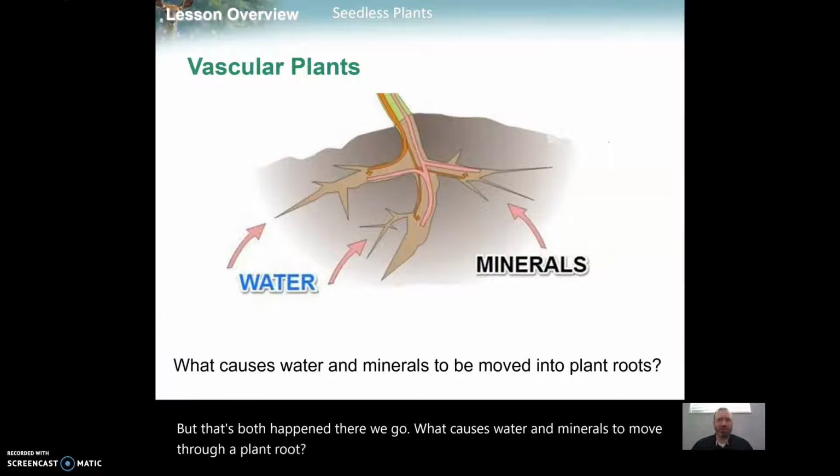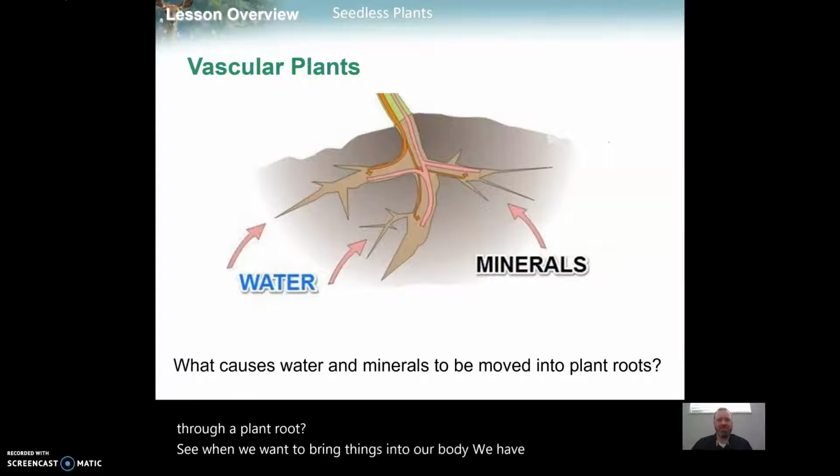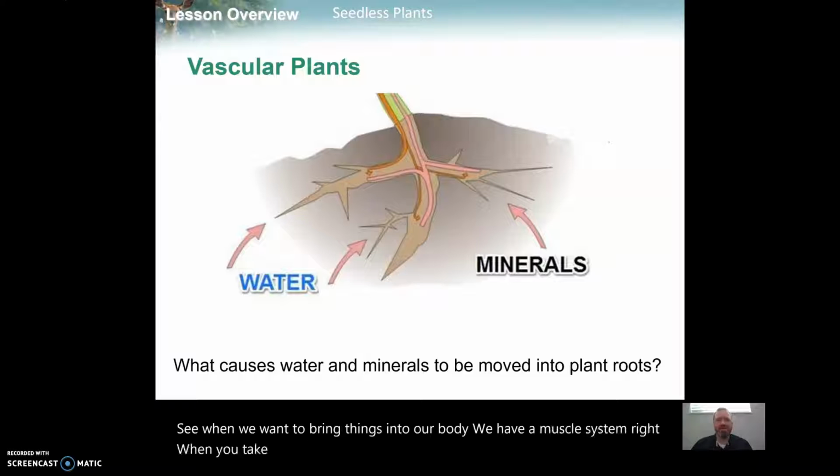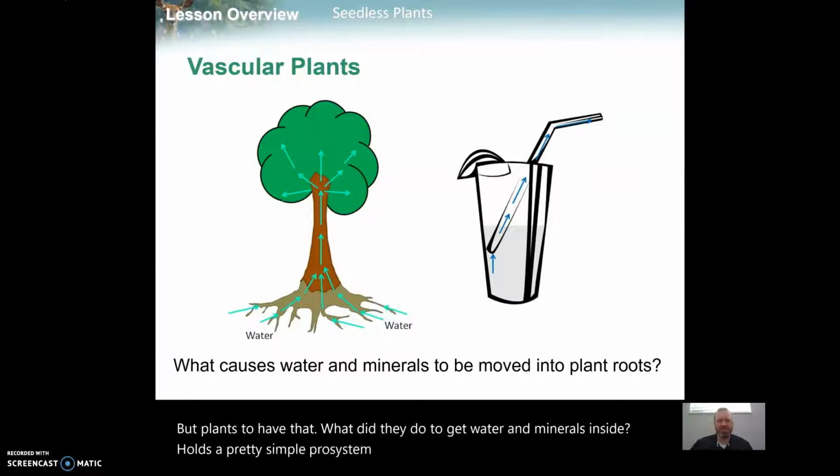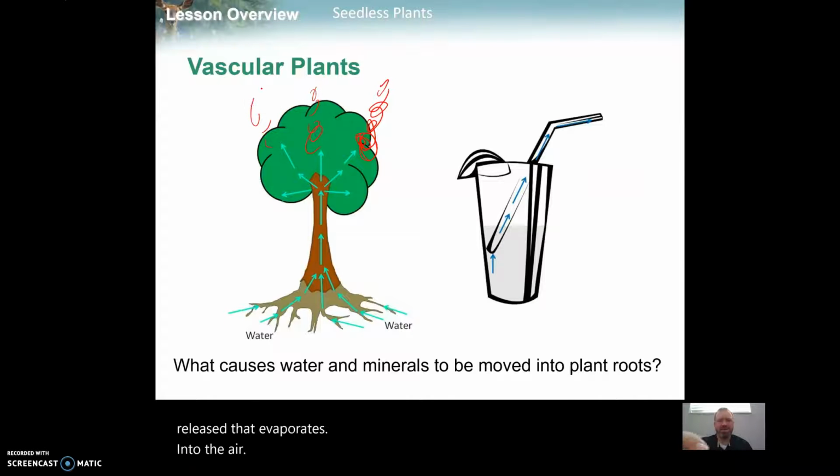See, when we want to bring things into our body, we have a muscle system, right? When you take a bite of something, you chew it, you swallow, and then muscle pushes it through your system. Okay, but plants don't have that. So what do they do to get water and minerals inside? Well, it's a pretty simple system, actually. All the leaves of the plant have water released that evaporates into the air. So this is evaporation happening up here.